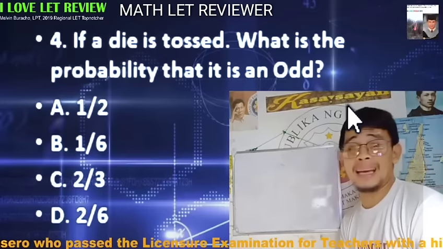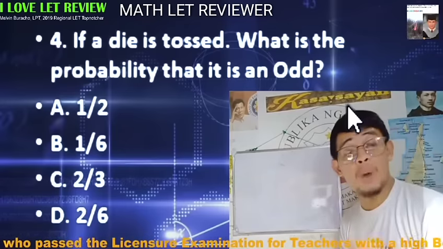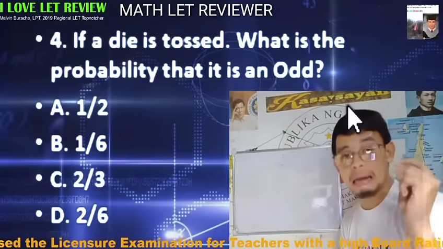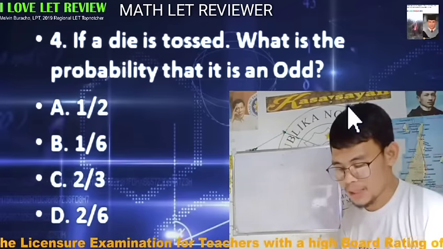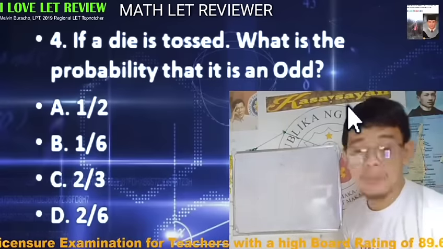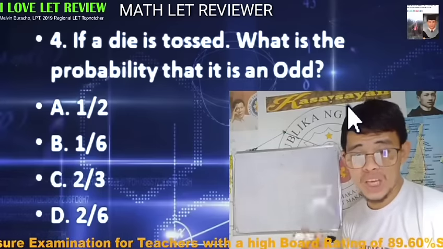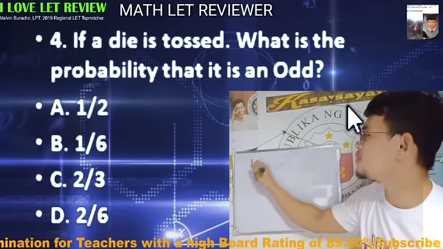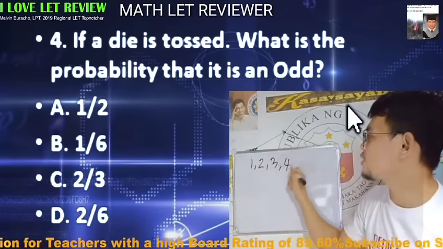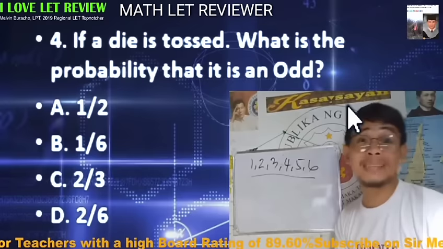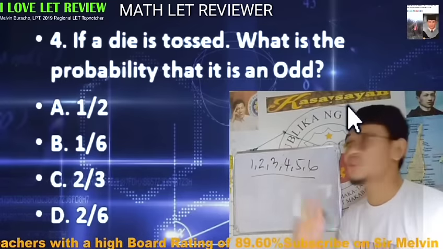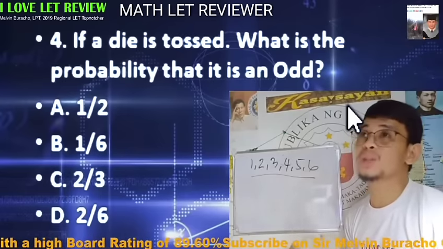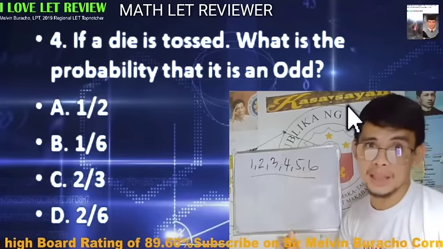Okay, listen to me. A die, it's not about dying. It's called dice when two are tossed, like in a fair. But when it's just one, it's a die. So how many probabilities will yield if you are asked for an odd number? Now I will toss a die. How many results? 1, 2, 3, 4, 5, 6. These are the possible results. Now, the question is, what is the probability that what you will get in tossing a die is an odd number?